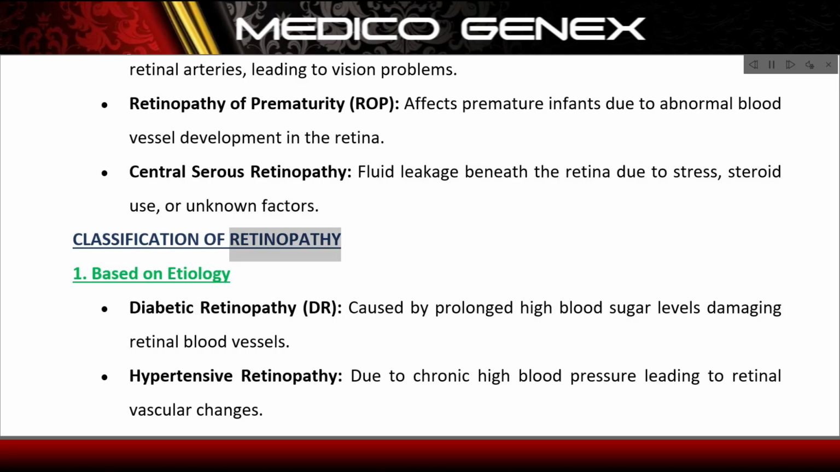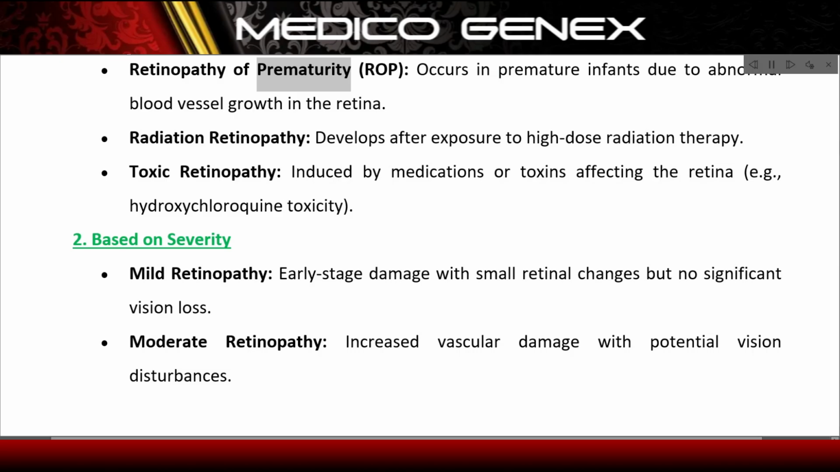Classification of retinopathy. 1. Based on etiology. Diabetic retinopathy, DR, caused by prolonged high blood sugar levels damaging retinal blood vessels. Hypertensive retinopathy, due to chronic high blood pressure leading to retinal vascular changes. Retinopathy of prematurity, ROP, occurs in premature infants due to abnormal blood vessel growth in the retina. Radiation retinopathy, develops after exposure to high-dose radiation therapy. Toxic retinopathy, induced by medications or toxins affecting the retina, example hydroxychloroquine toxicity.